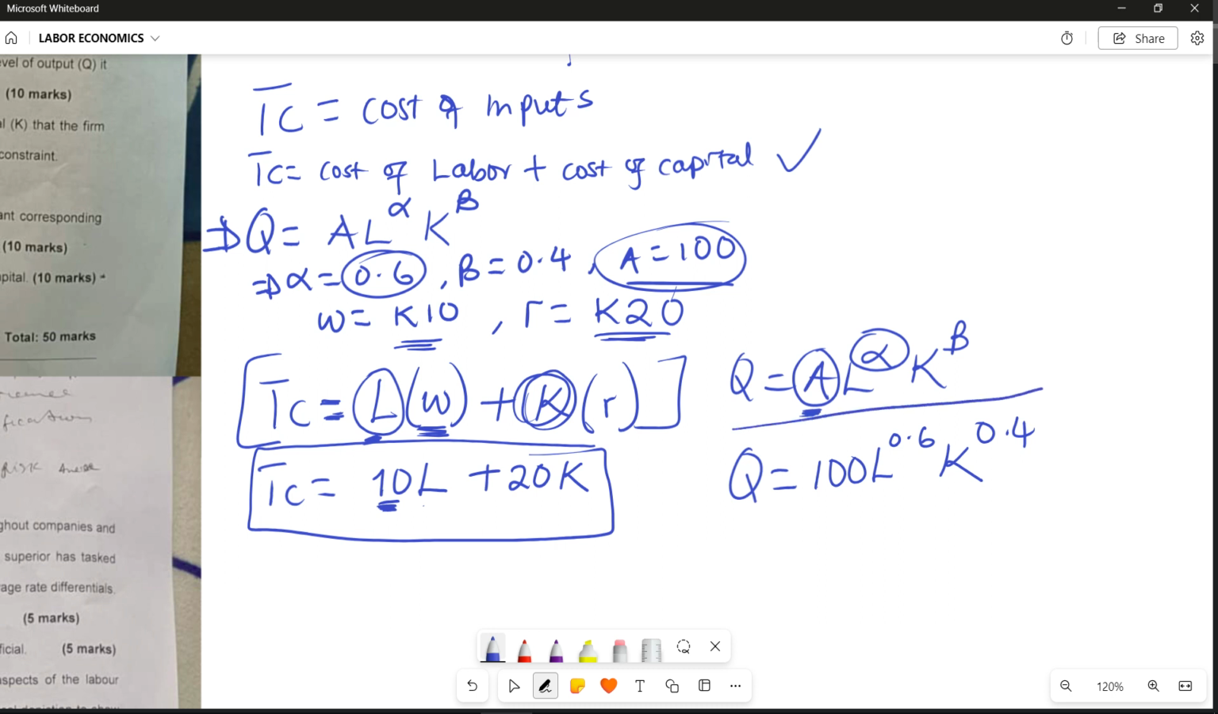So now we've got the two pieces that we needed: the cost function and the Cobb-Douglas production function itself. So this is how we use this information to come up with these functions.